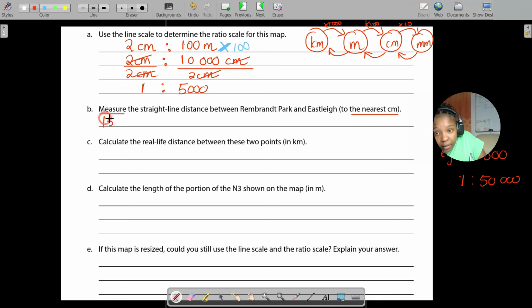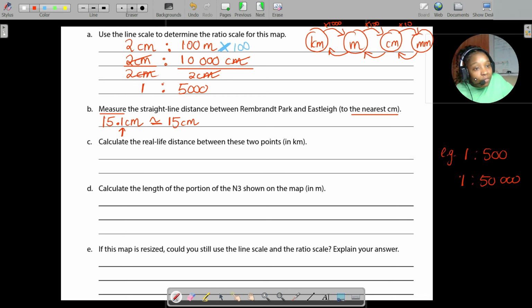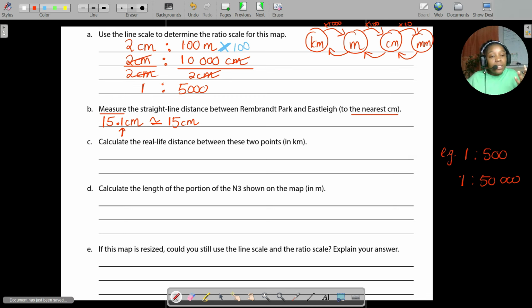It's 15.1 centimeters, but remember they ask us to round it off to the nearest centimeter. So that is approximately equal to 15 centimeters. Because if you round it off to the nearest centimeter, you look at this digit, which tells us what we need to do to the 5. It's telling us that the 5 just needs to stay the same. We don't have to change it. So it's just 15 centimeters.